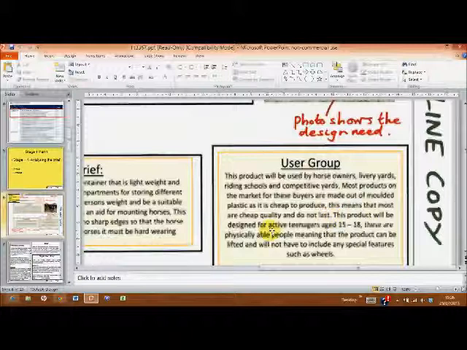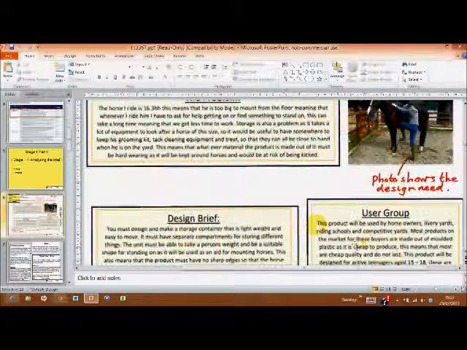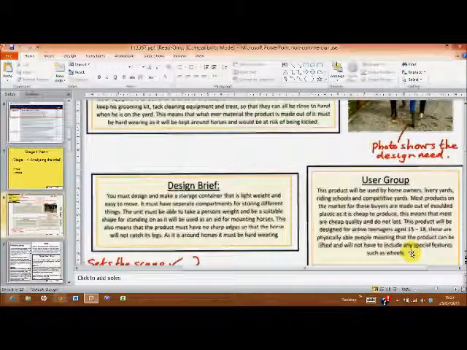This product will be designed for active teenagers, 15 to 18. These are physically able people, meaning that products can be lifted and will not have to include any special features such as wheels. Okay, so she's talked about the age range. You might want to talk about the type of hobbies that a person would have or how much they have to spend. Some products can be at the high end of the market, meaning those people are affluent. Others want to be more affordable. Most products you design are going to be aimed at affluent people because they're one-offs, and one-off things are expensive.